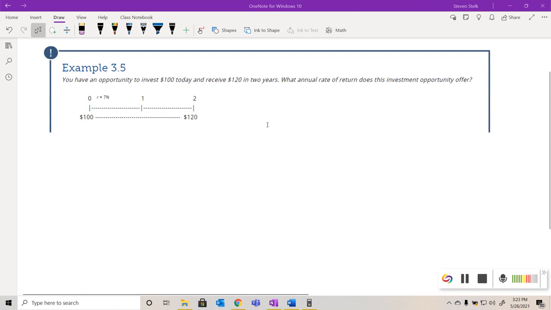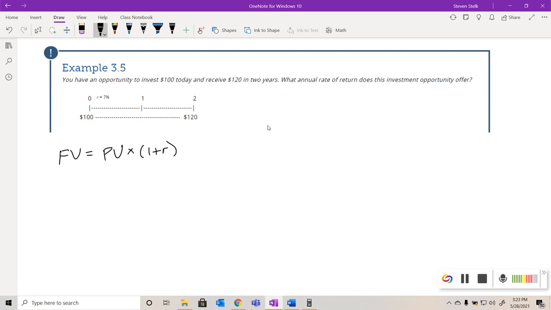Okay, so this is a little bit different look than what we've done in the previous examples, where we've just been calculating either present value or future value. Now we're going to be using the same time value of money relationship, where future value is equal to present value times 1 plus r, or interest rate factor, raised to the number of periods. But in this case, what we don't know is the interest rate. So let's plug in everything we do know. We do know 120 is the future value, 100 is the present value, and that's going to be multiplied times 1 plus r raised to the 2.